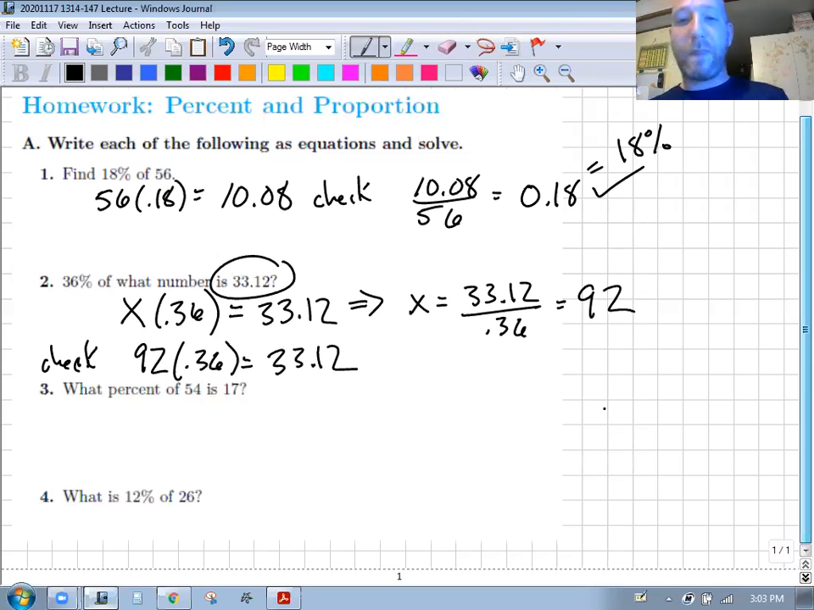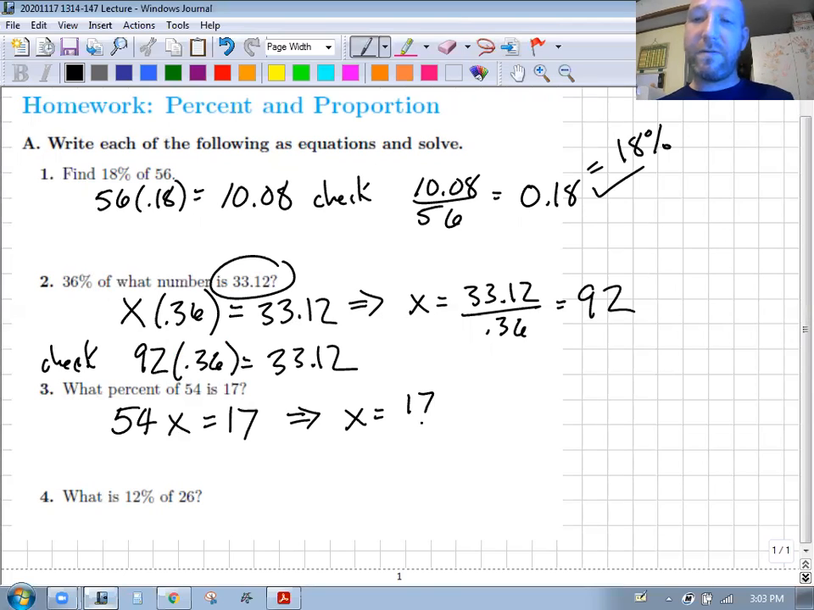Okay, what percent of 54 is 17? So we got 54 times the percentage is 17, right? Where x is 17 over 54. So we got 17 divided by 54 is 0.31 or 31%.